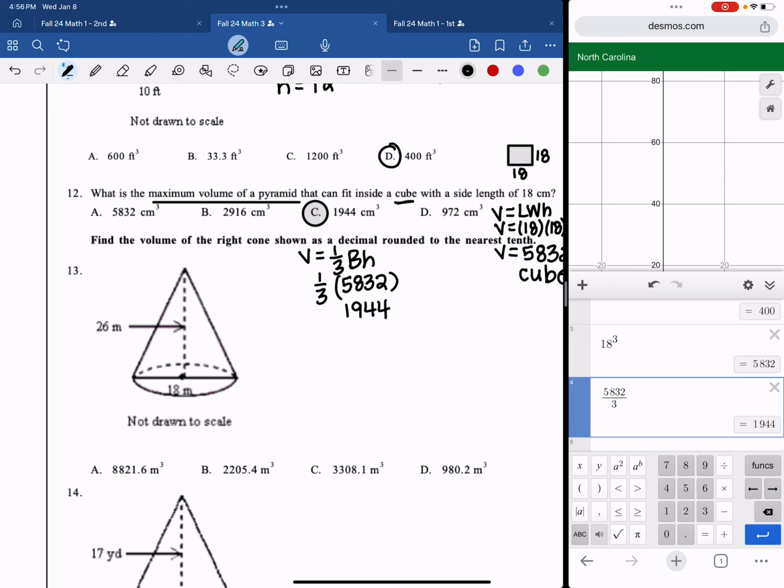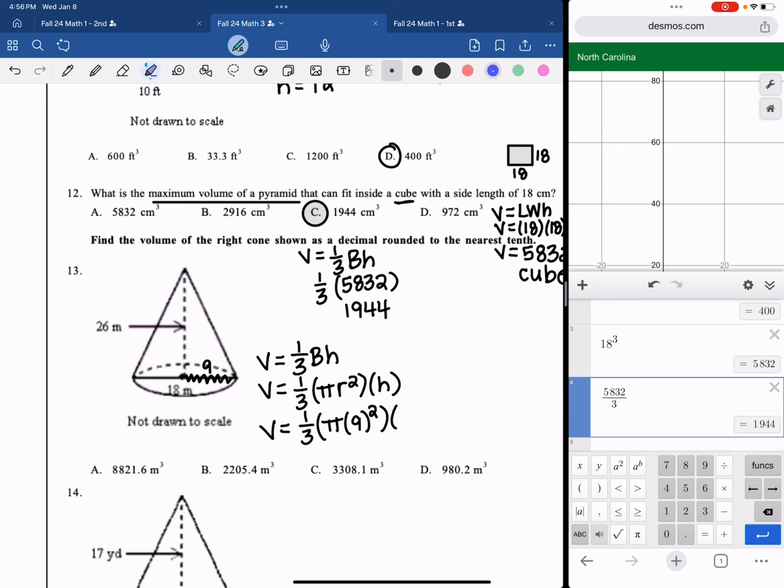All right, so then we have the volume of a cone. Remember, the volume of a cone is the same thing. We have 1/3 the base times the height, but my base is a circle. So we have 1/3 pi r squared for the base times the height. For this one, our diameter is 18, so the radius is half of that, which is 9. So pi 9 squared. And then my height is from the top all the way down to the circle, which is 26.